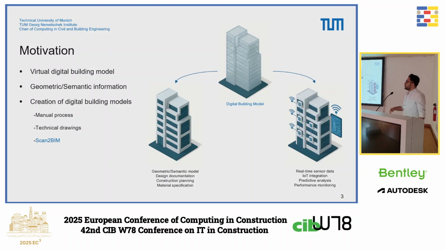This digital building model can be created in different ways using manual process, technical drawings that usually present the design aspect of the buildings, and also scan-to-BIM, which recently is known as an effective way to convert laser scanner point cloud and also RGB photogrammetry images to the digital building model using automated or semi-automated methods.